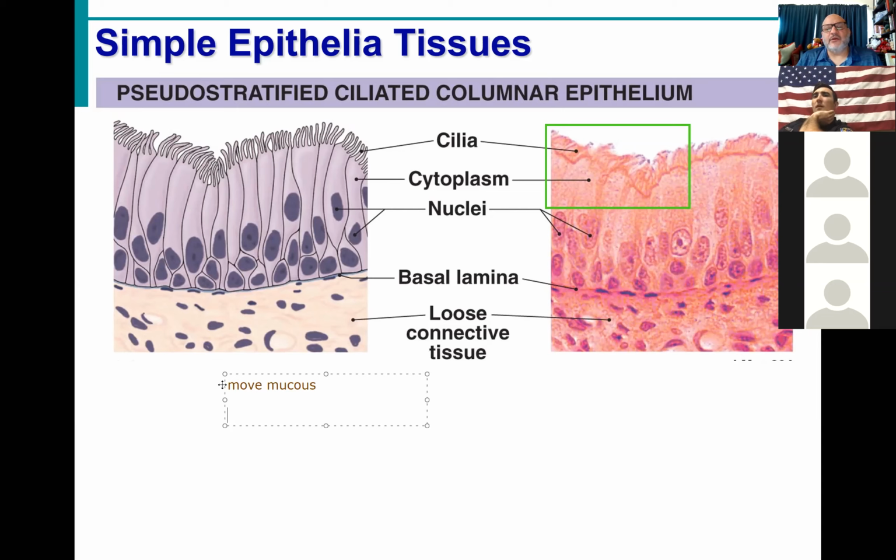ciliated pseudostratified columnar epithelium. So, is this ciliated tissue also have a relation with the alveoli in the lungs?